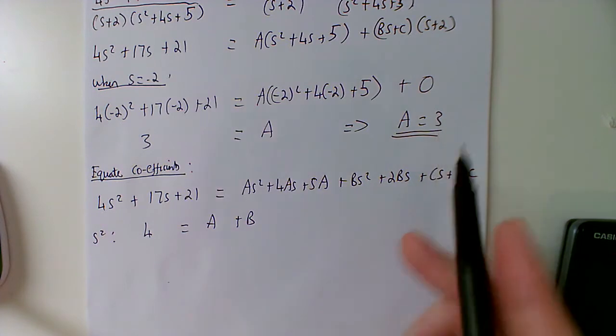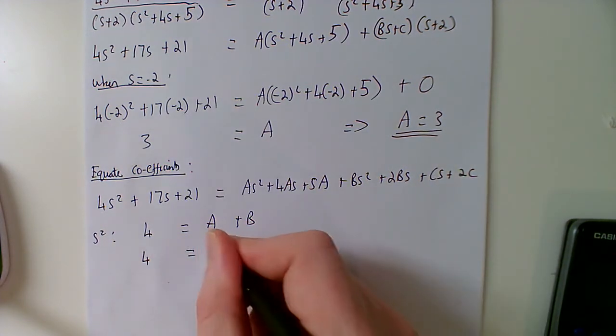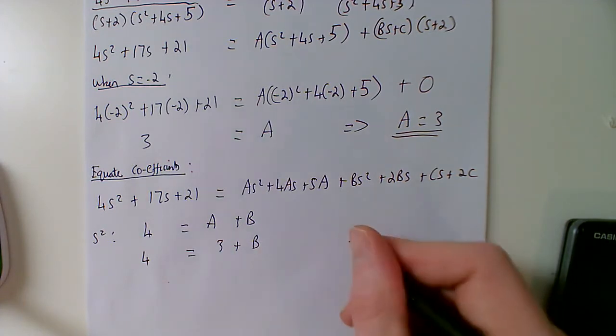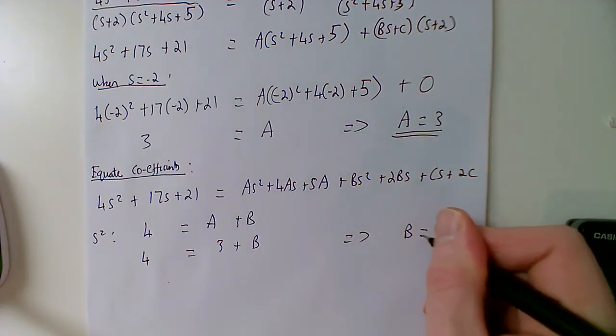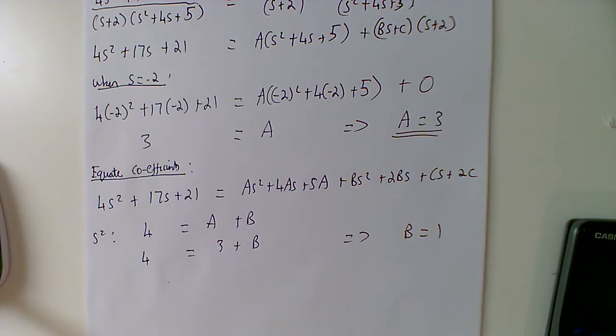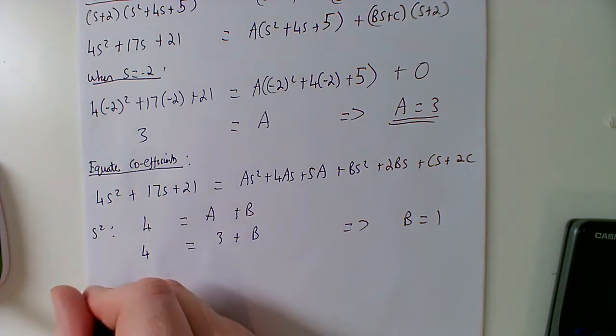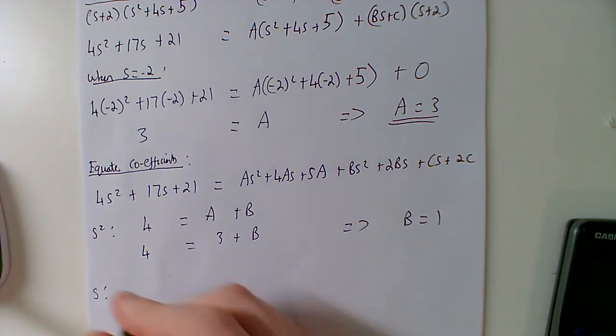Now, I already know that A is 3. So again, that tells me that B equals 1. Right, and then we can do whatever one you want. You can either use s's, you can use constant terms. I'm just going to do s because it's the next one.